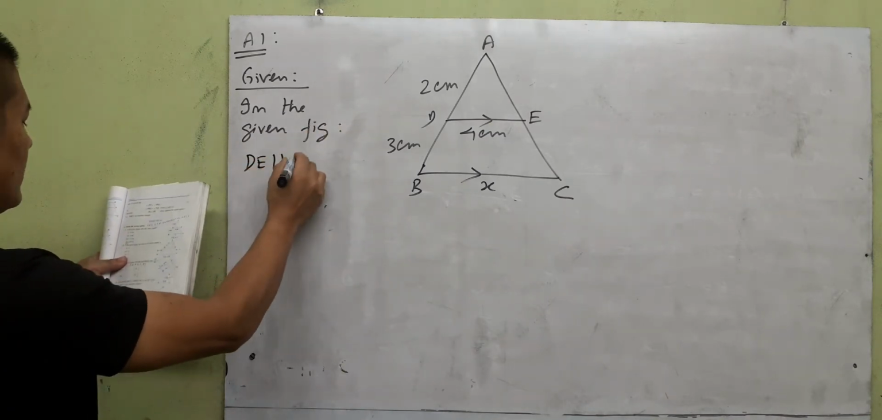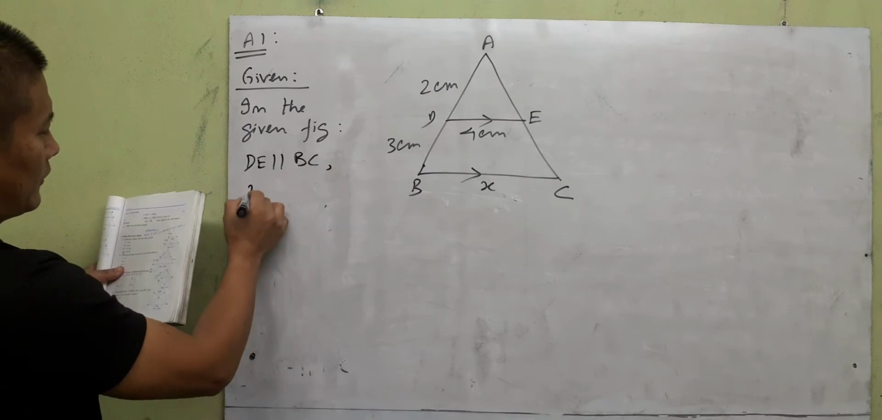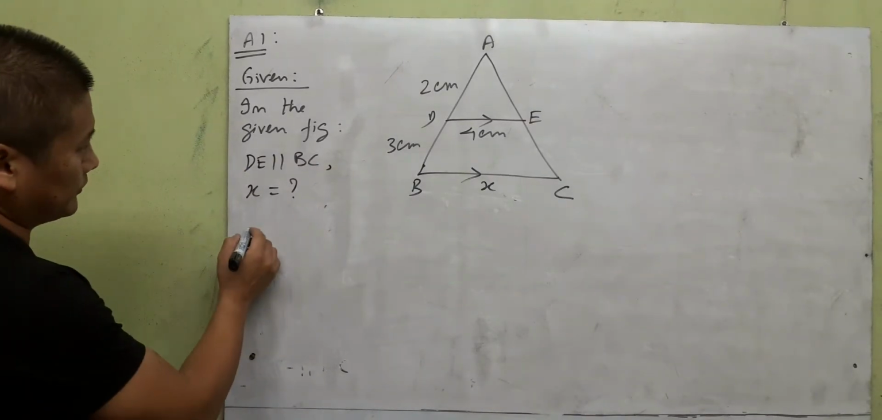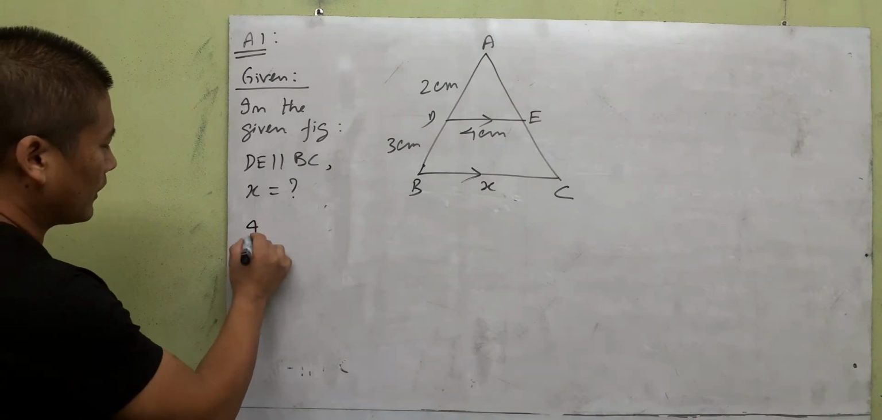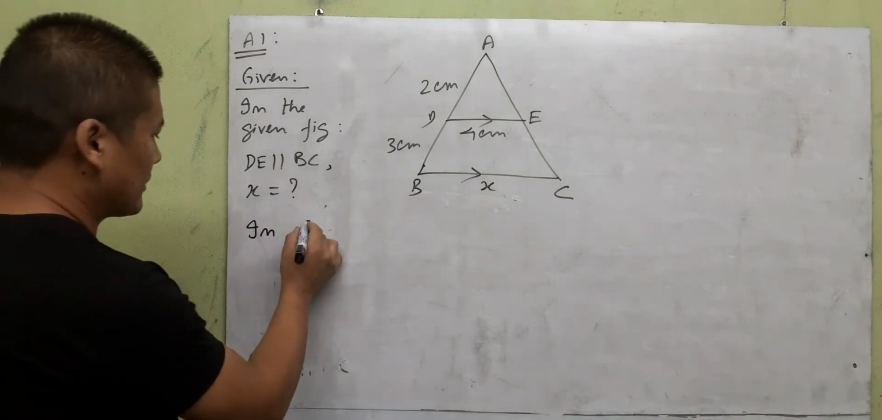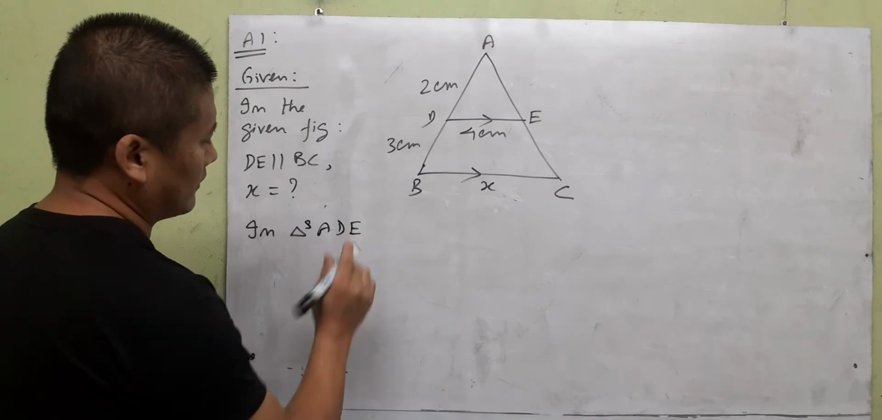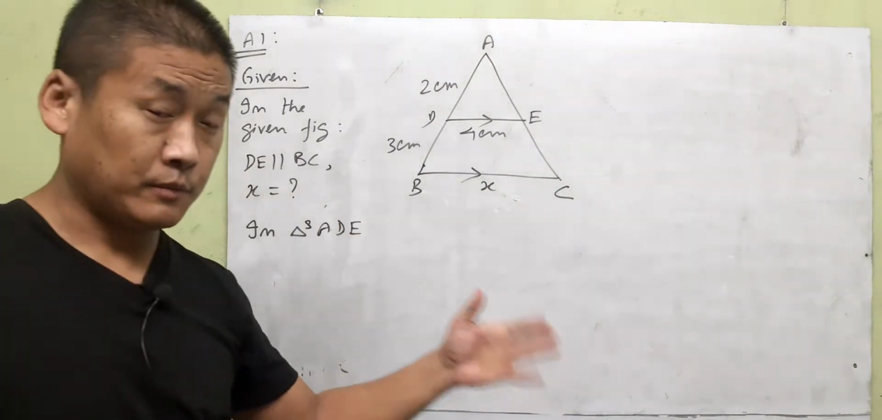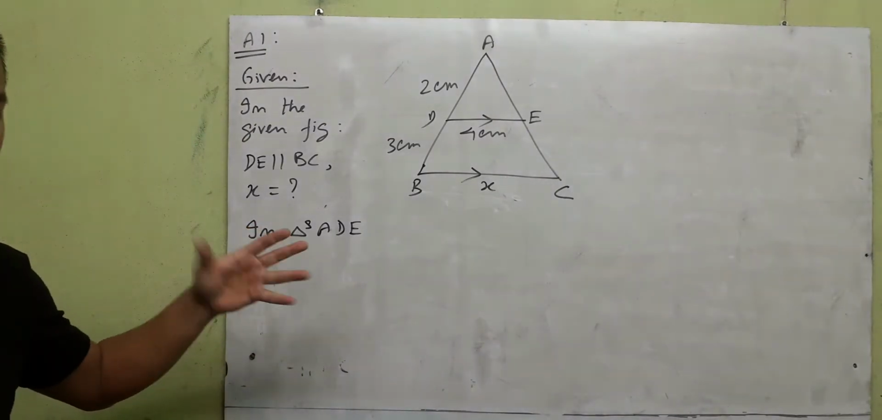So in the given figure, DE is parallel to BC. We have to find X, how much? Now let us do this. Here in these two triangles, in triangles ADE... Now this is a theorem that we're going to discuss in detail before the next exercise, but right here they have given questions, so we'll just do it.